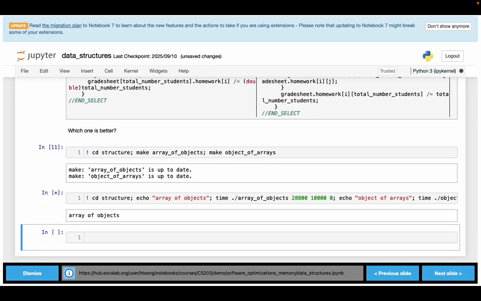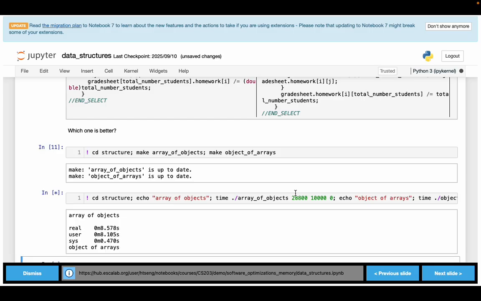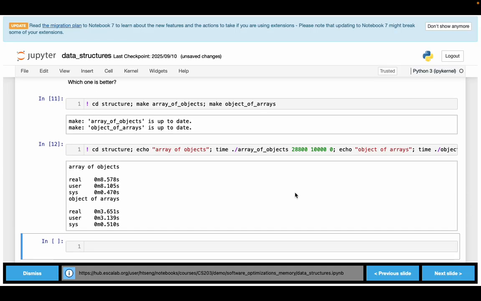So now I'm doing this, assuming this is approximately the number of students at UCR, and say each of you has 10,000 elements for this program to count. If you do an array of objects, which looks more elegant from the software engineering perspective, you will need 8.5 seconds. However, if you do it with an object of arrays, that's only 3.6 seconds.